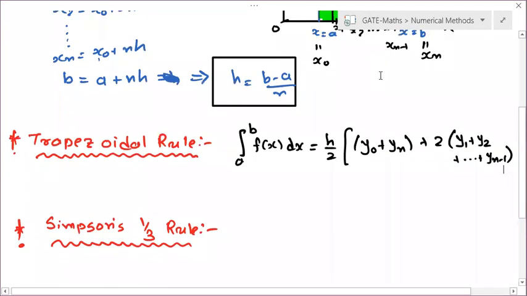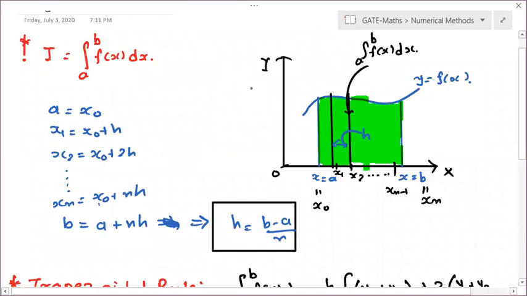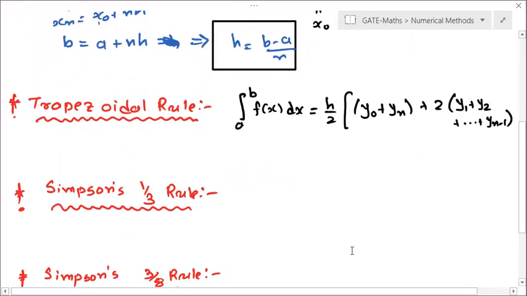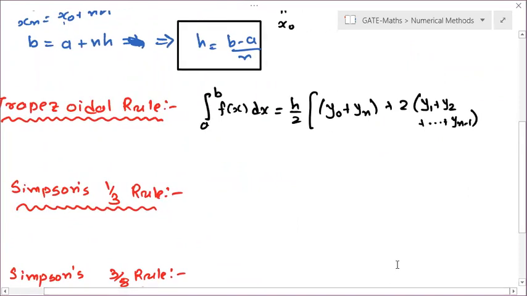Now what is y naught? If you put x naught in the function, you will get y naught, because function is y equal to f of x. If you put x1, you will get y1. In the same way, when you put xn, you will get yn. So for x naught it is y naught, x1 it is y1, x2 it is y2, x3 it is y3, and lastly for xn it is yn. Now for Simpson's one-third rule.